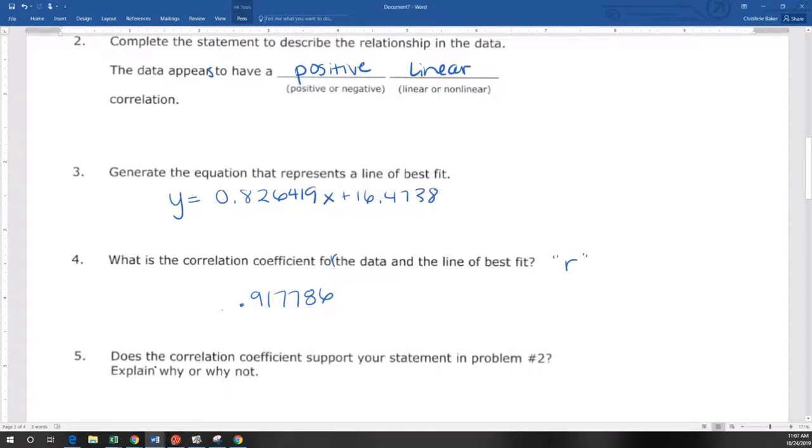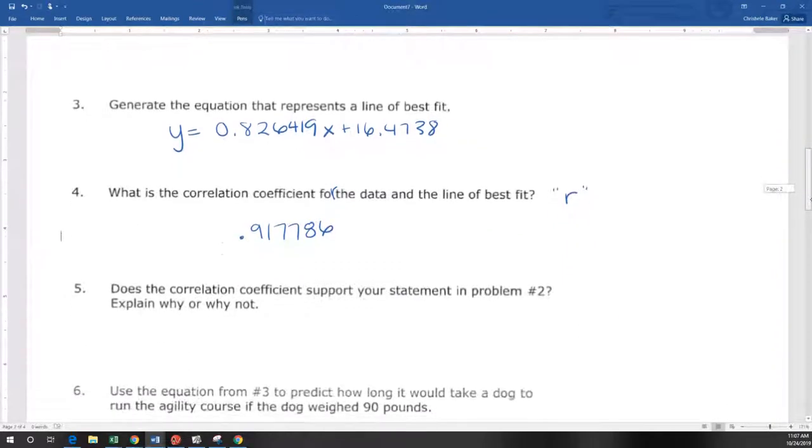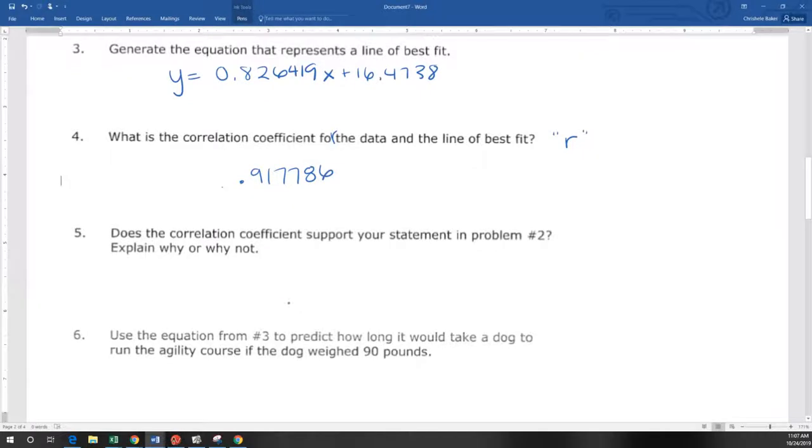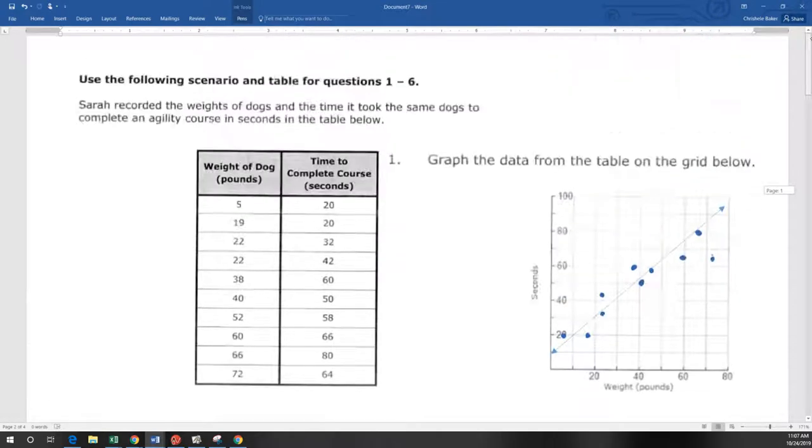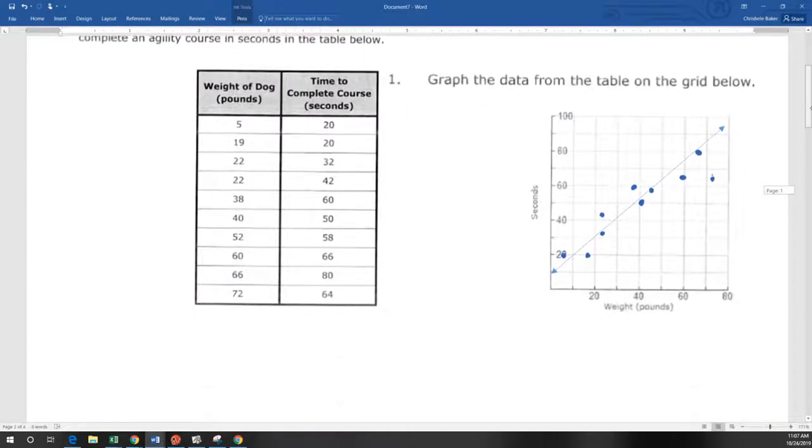It's asked, does the correlation coefficient support your statement in problem 2, that it's positive and linear? Well, yes. This supports a positive linear correlation because a positive is going to be a positive number. And the closer this is to 1, the more linear it is. So I'm going to draw some pictures to show you. An R value of exactly 1 would look something like this, where they're all in a straight line.